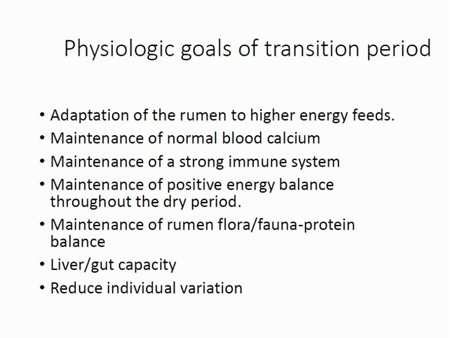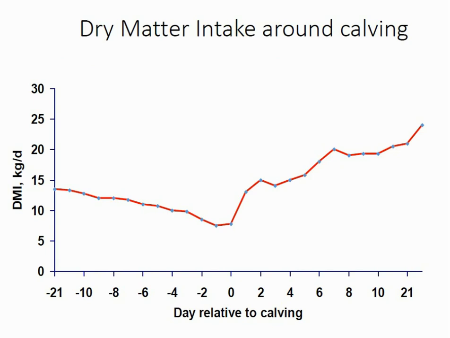And we are trying to reduce individual variation and make sure we've got good gut capacity within the cows. This is a classic graph here that explains what happens with the dry matter intake. We're aiming to maintain the dry matter intake in a Holstein cow between 13-14 kilos, but in a number of cows it will actually drop right down just at the point of calving, and this is quite often where the energy deficit occurs, and it then tracks upwards.